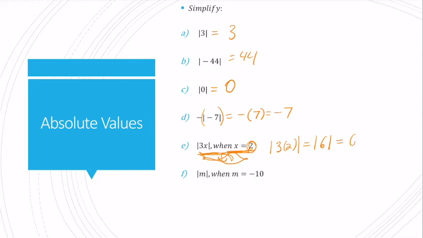I want to know the absolute value of negative m when m equals 10. M's just a variable, so I'm going to plug in 10 for m. That would give me the absolute value of negative 10, which is just 10.